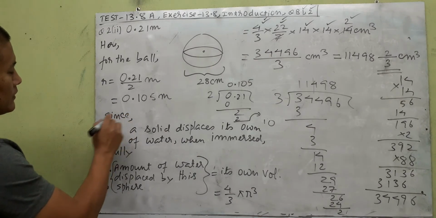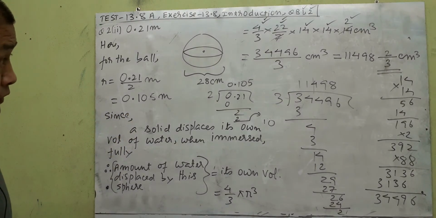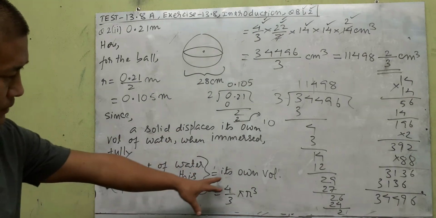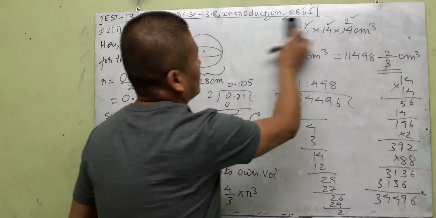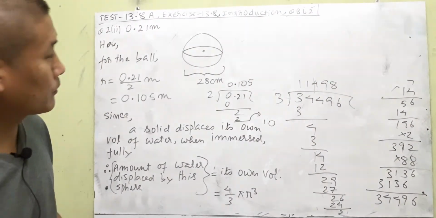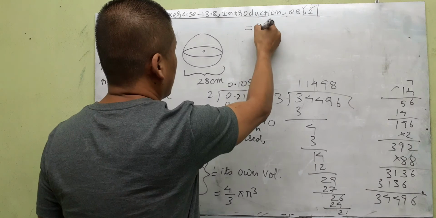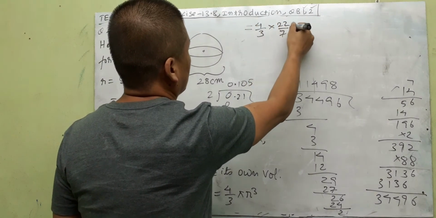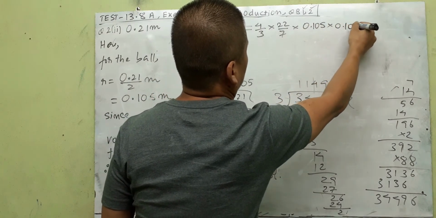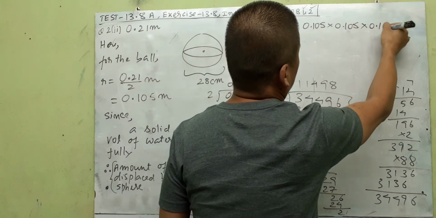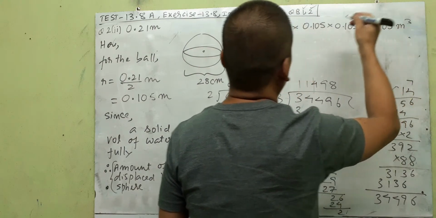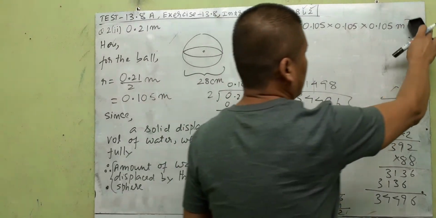Since a solid displaces its own volume of water when immersed fully, we can write down the amount of water displaced as its own volume up to here, and this part we'll do together. So here, let's write down 4 by 3, 22 by 7, R is 0.105 into 0.105 into 0.105. Then meter cube, volume is 3-dimensional. So we write that meter cube.